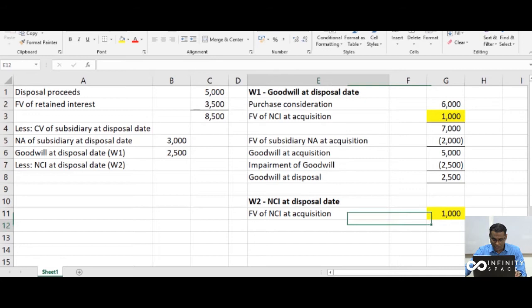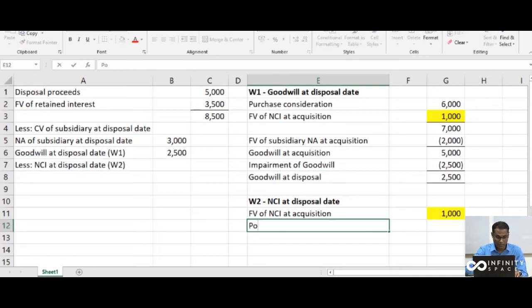So after taking the fair value of NCI at acquisition, I am then taking the post acquisition net assets that belong to the NCI. So how do I calculate the post acquisition net asset?